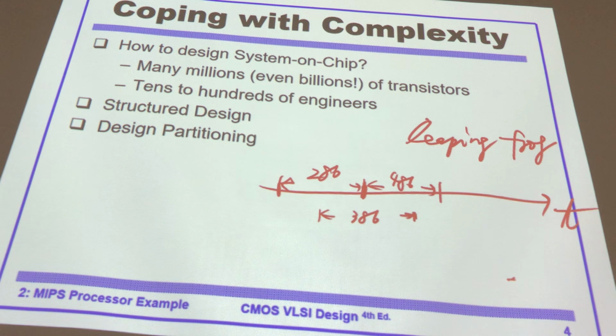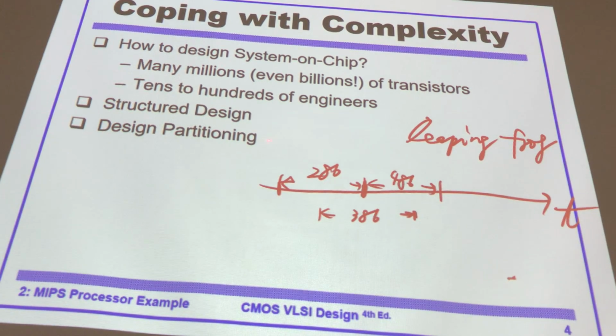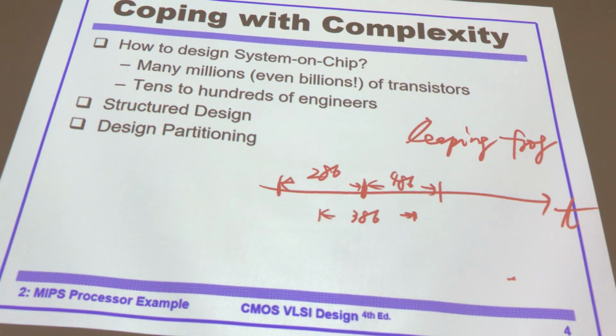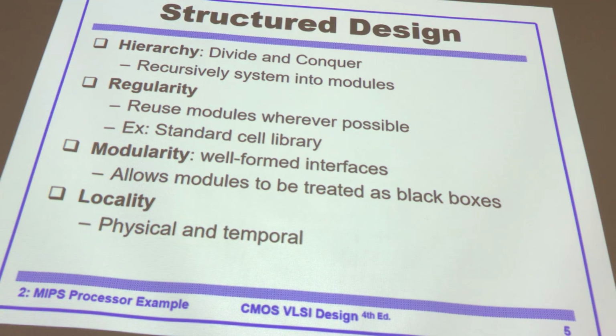Right away, we try to divide and conquer and employ structural design and design partitioning, which is a basic idea not only for hardware design but also for program design. What is structural design? There are several issues. Hierarchy: we try to divide and conquer.